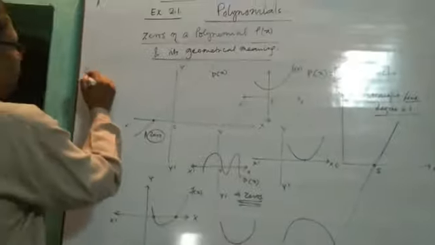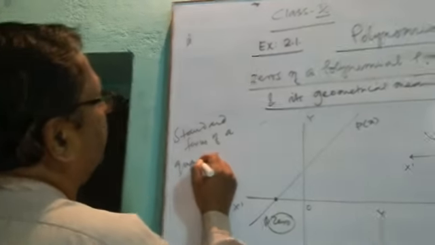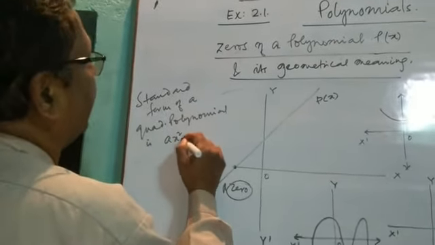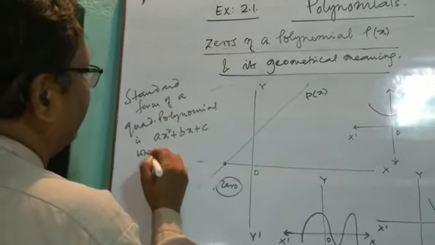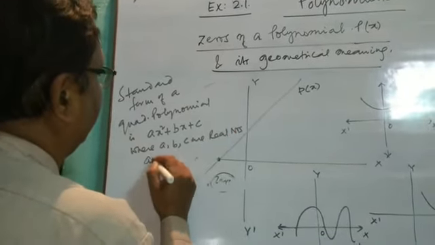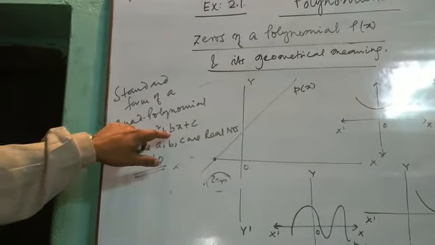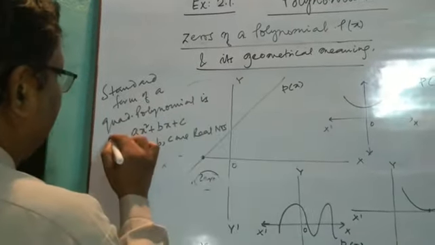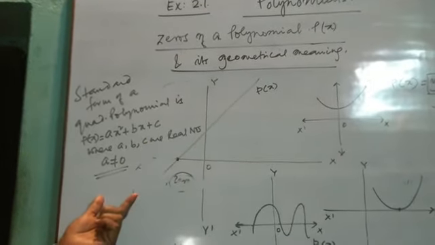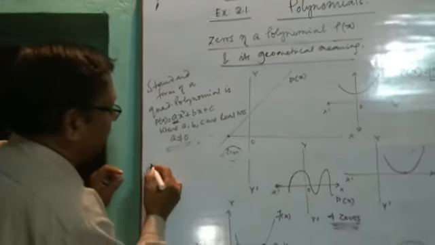The standard form of a quadratic polynomial is ax squared plus bx plus c, where a, b, c are real numbers and a not equal to 0. So the standard form of a quadratic polynomial is p(x) equal to ax squared plus bx plus c, where a, b, c are real numbers and a not equal to 0.